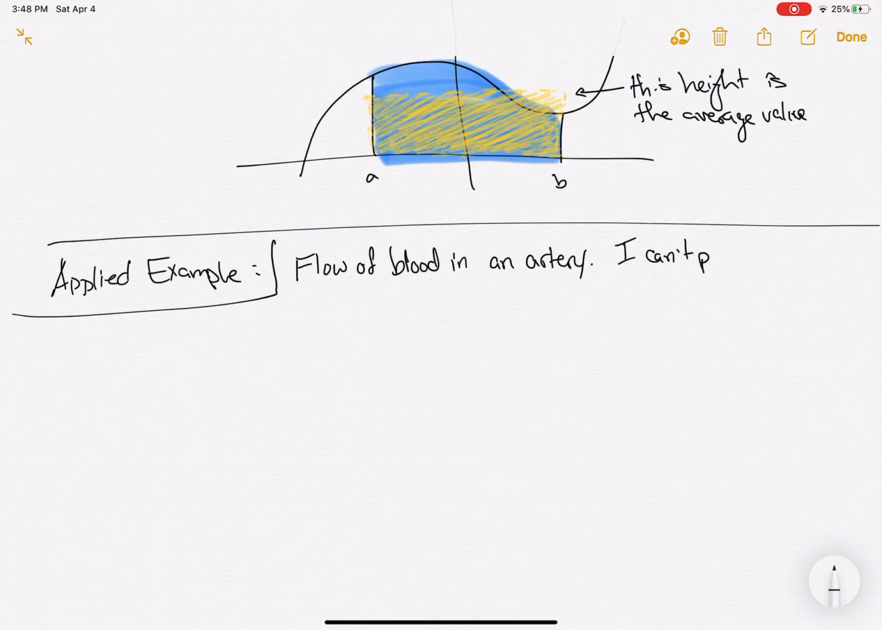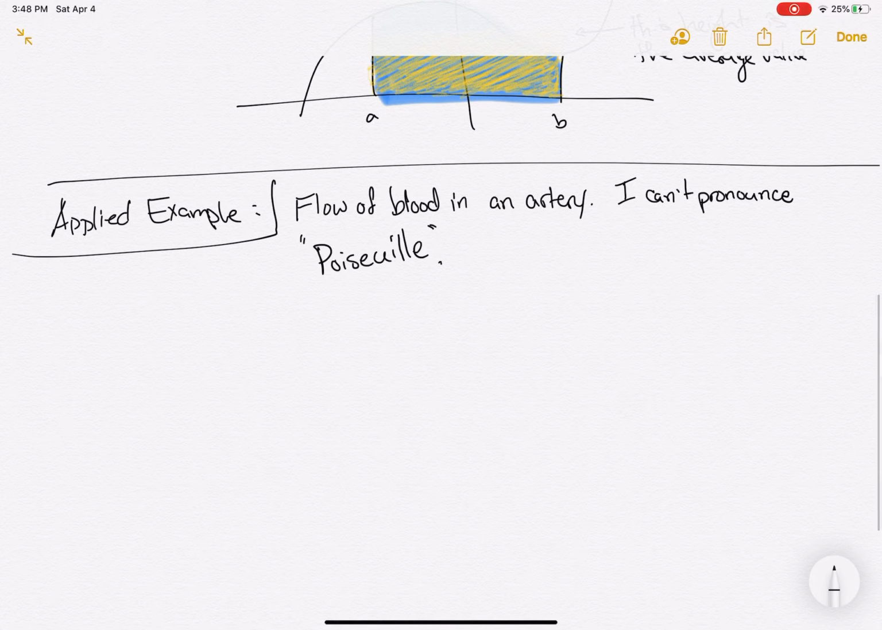I can't pronounce Poiseuille. Poiseuille? Poiseuille? I don't know. All right. So this guy discovered this law about the velocity of blood in centimeters per second are centimeters from the central axis of an artery.